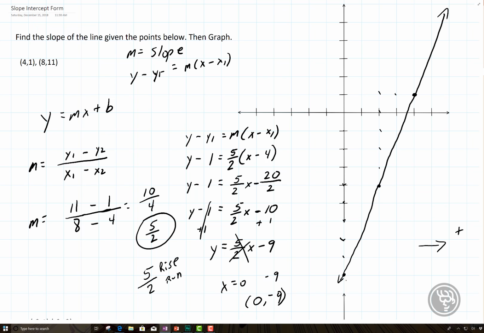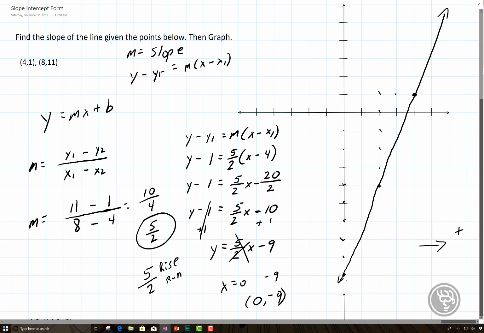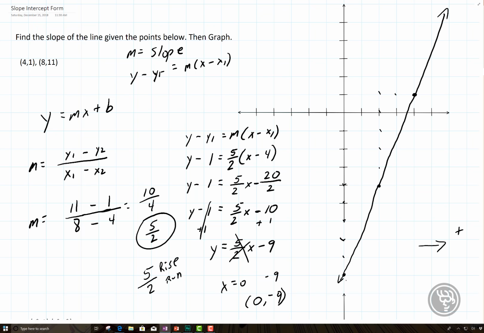You basically just find the slope if it's not already given to you, and then use your point slope formula to derive your equation. And once you have your y-intercept, it's just using your rise over run. You've pretty much done your line. All right, let's try another example.